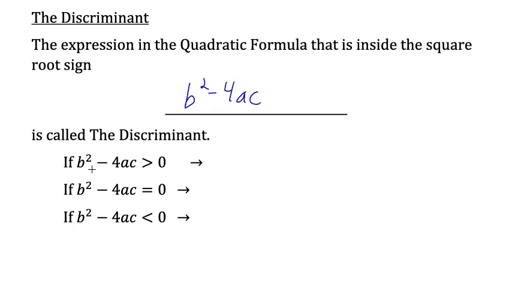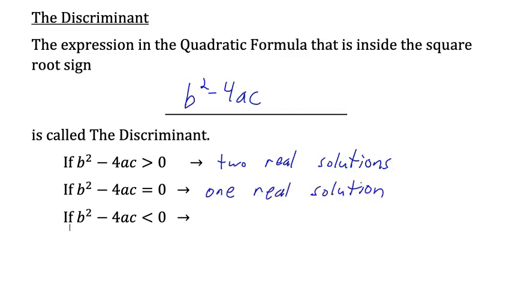And it tells us that if b squared minus 4ac is greater than 0, then there are two real solutions. If b squared minus 4ac equals 0, then there is one real solution. And if b squared minus 4ac is less than 0, so a negative number underneath the square root sign, then we have two imaginary solutions. Another way to say this here is we have two non-real solutions.